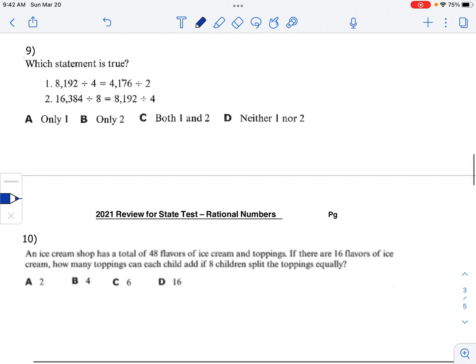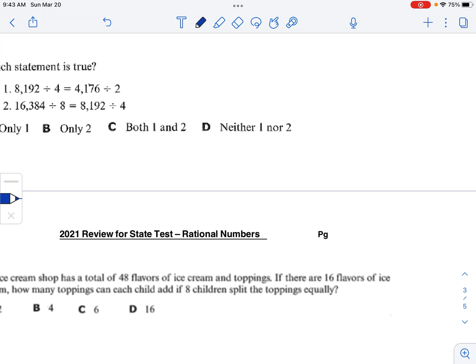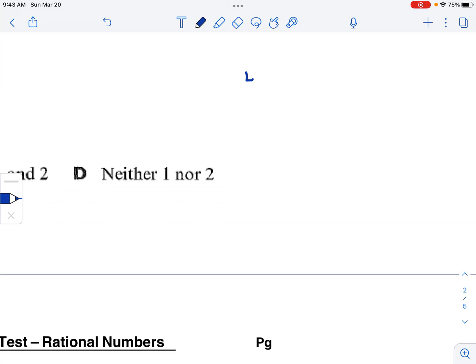Okay, which statement is true? We want to know, is the quotient of 8,192 divided by 4 equal to the quotient of 4,176 divided by 2? We're going to have to do that division on the side here. All right, so 4 into 8,192. And I'm going to show the long division here.